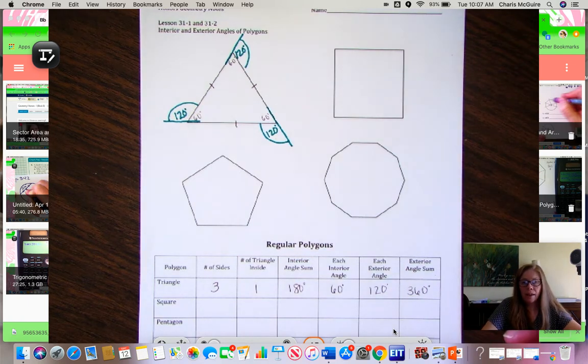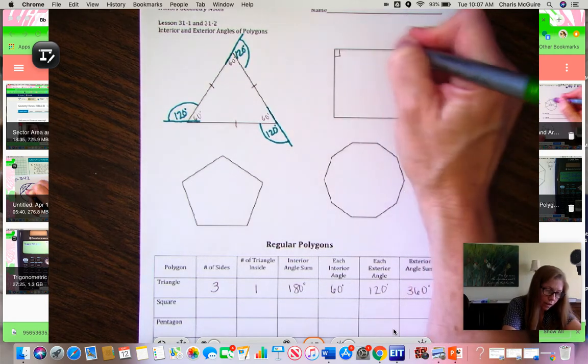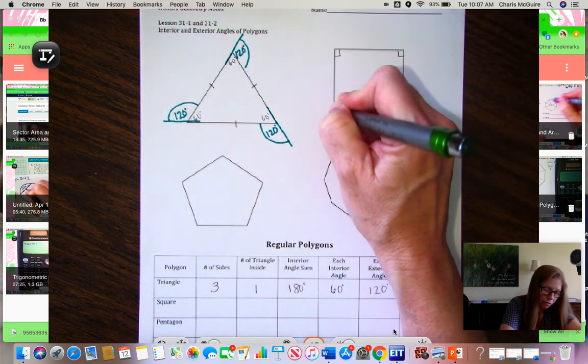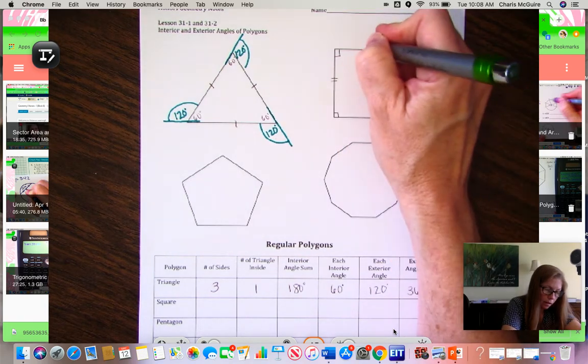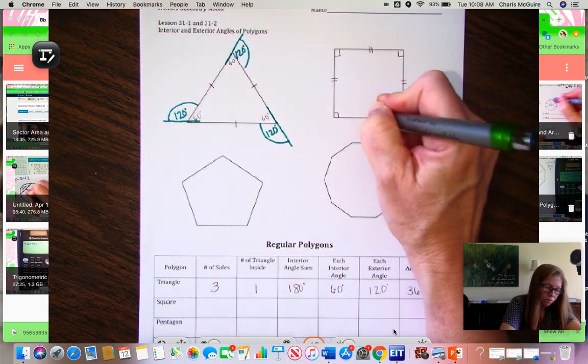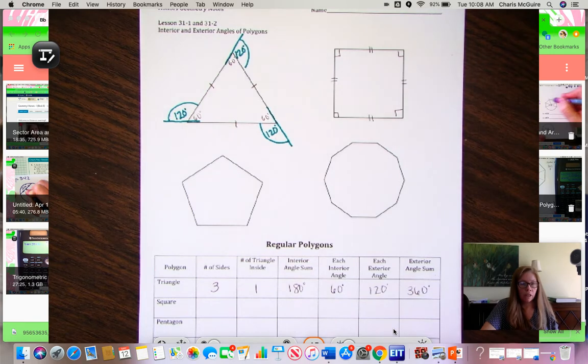Let's look at our square. Yes, it's a quadrilateral, but we're focused on regular polygons. So our regular quadrilateral has to be a square, because that's where we have all 4 angles of 90 degrees, and all 4 sides are congruent to each other. So there's our regular quadrilateral, our square. Let's start filling in our chart below.